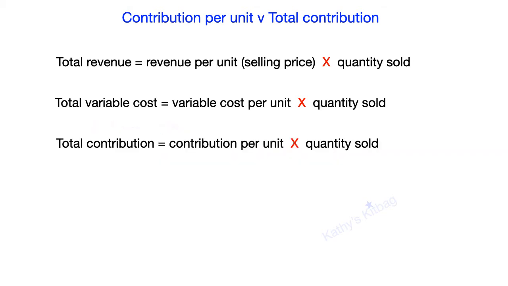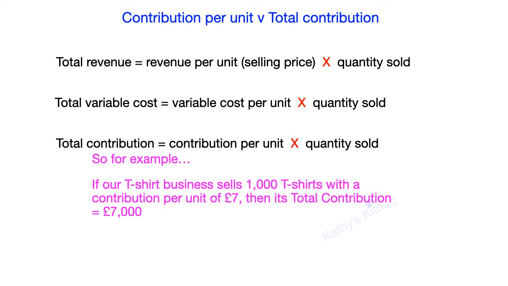So now total contribution, and it's exactly the same thing. We're taking the contribution per unit, per item, and multiplying it up by the quantity. So for our example here, selling 1,000 t-shirts, contribution per unit of £7, then the total contribution is £7,000.